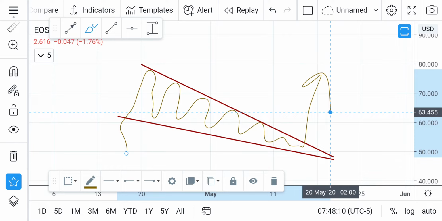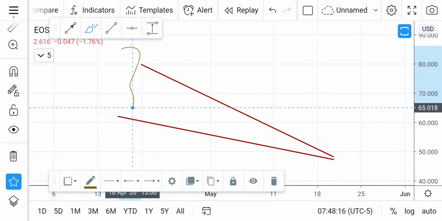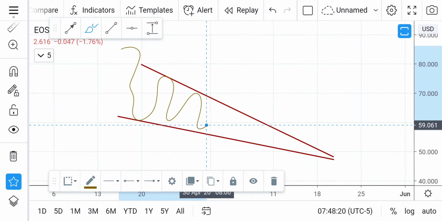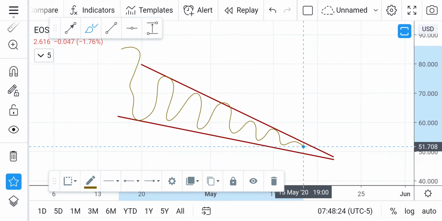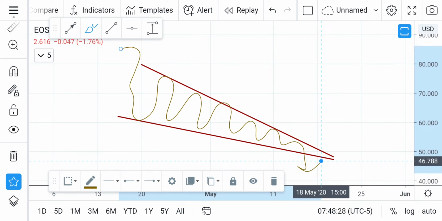You see it? But in a downtrend it could move something like this. In a downtrend it has a 50% chance of breaking down. That means it could break up 50-50, it could break down 50-50. But in an uptrend it has a very great chance of breaking up, like 70 to 90% chance.